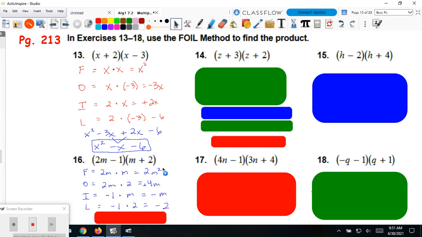So again, that gives you four terms. We're going to combine the m's right here, which is the outer and inner terms together. 4 minus 1 is a 3m in the middle. So it's 2m squared plus 3m minus 2 for our final answer. Alright, so go ahead and pause the video, and I'm going to have you do the same thing for 14, 15, 17, and 18. So go ahead and try to do those four problems, and then just play to check your answers for multiplying these binomials with the FOIL method.